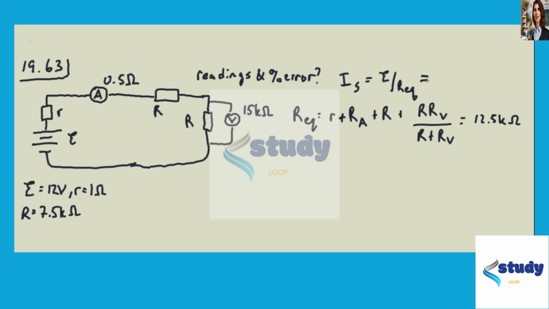So then our source current is 0.96 milliamps, or 960 microamps would maybe be a better way of expressing that. So this is going to be the ammeter reading.